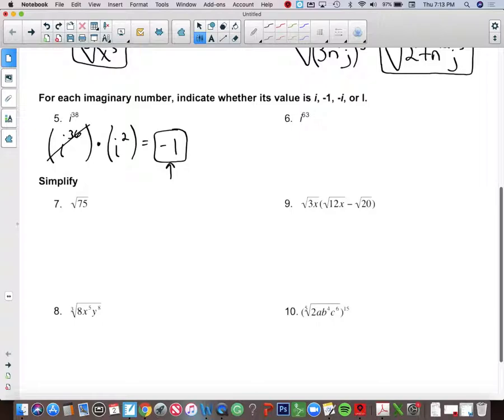Okay? So number 6 over here, we have i to the 63rd power. So I know that i to the 60th power is divisible by 4 evenly.